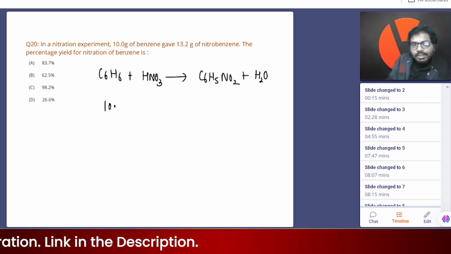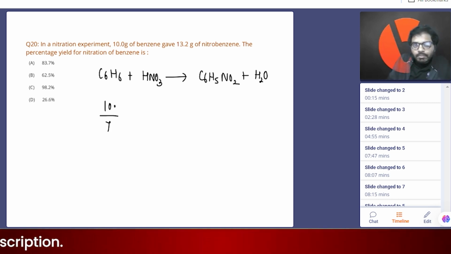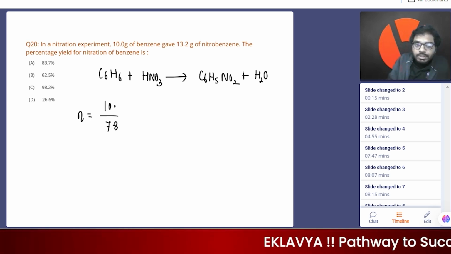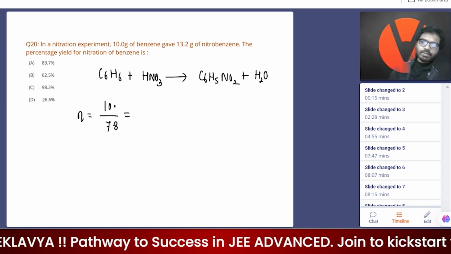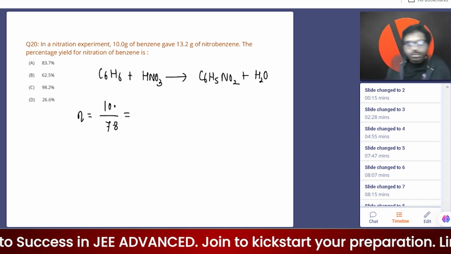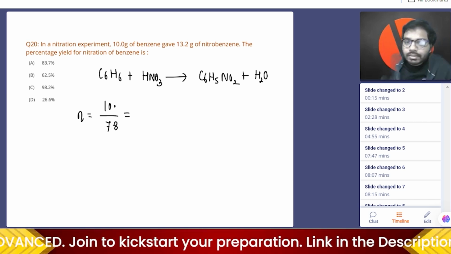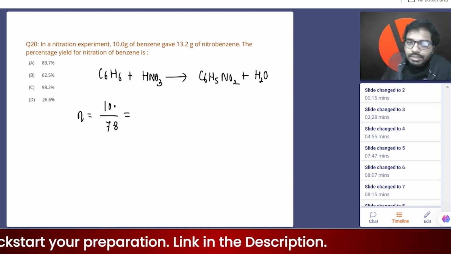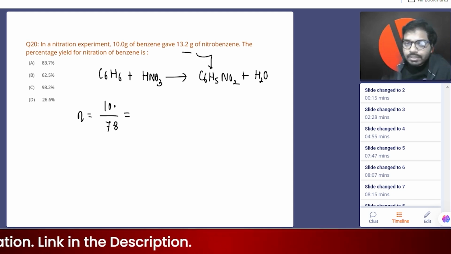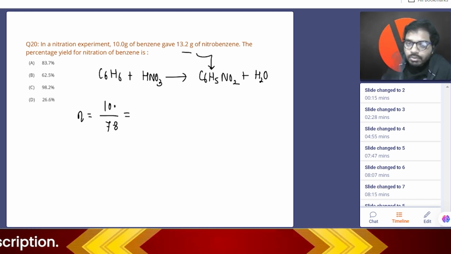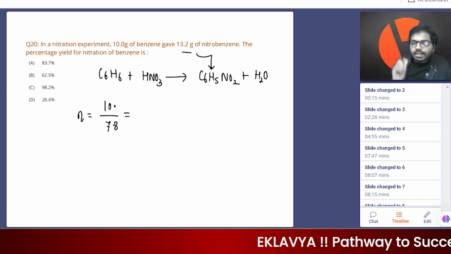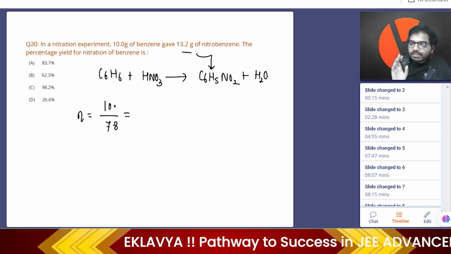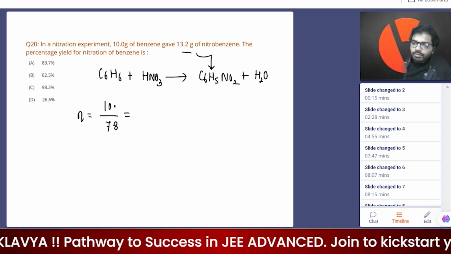So what they're saying is that 10 gram of benzene is taken, and we know that the molecular mass of benzene is 78. So this will be the number of moles. So on solving, almost I can say what I will get here. And for C6H5NO2, they are saying that 10 gram of benzene gives 13.2 gram of nitrobenzene. Okay, so by this data, we have to find out the percent yield. What we have to find out? We have to find out the percent yield.